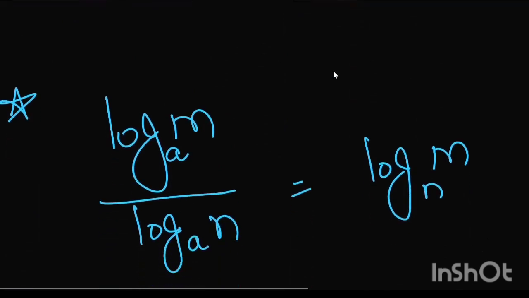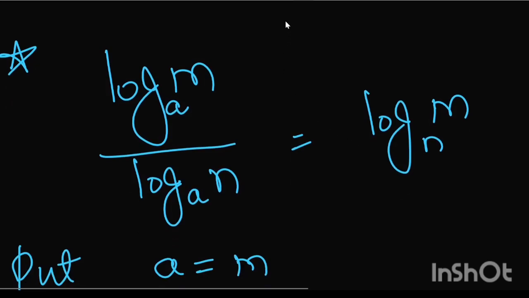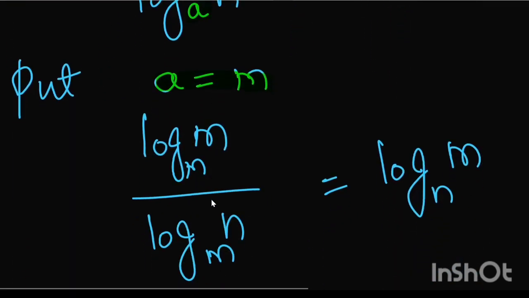Now next, from this result, one more important result can be derived when we substitute a as m. So we will substitute a as m here and here. After substituting, we know log m base m is 1. Here also we substituted a as m. The right hand side is as it is.